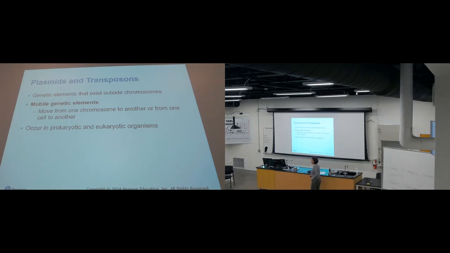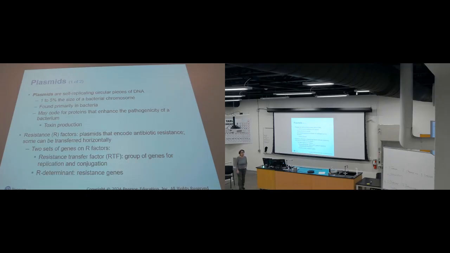And then we have pieces of DNA that exist outside of these chromosomes. We already know about the plasmid DNA, but we have mobile genetic elements. So they can jump between chromosomes or from one cell to another one. And it could occur both in prokaryotic and eukaryotic organisms.